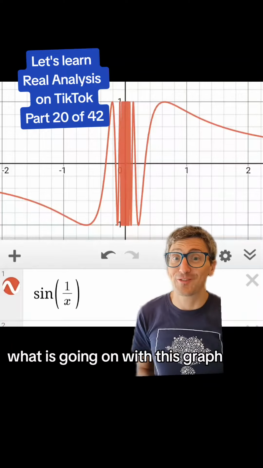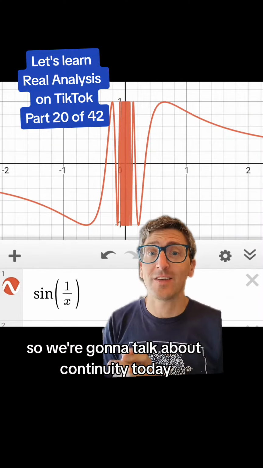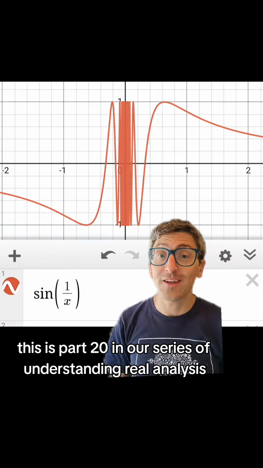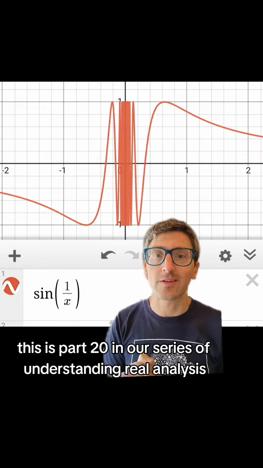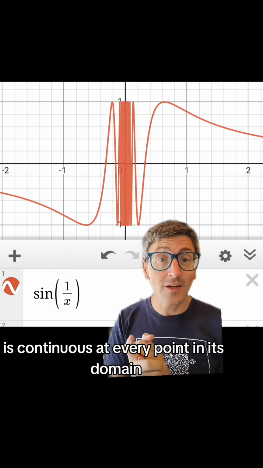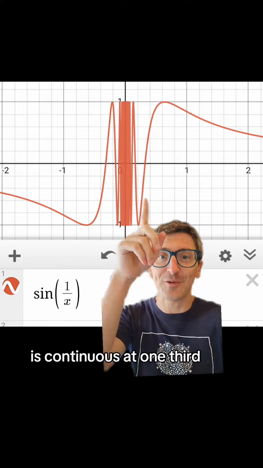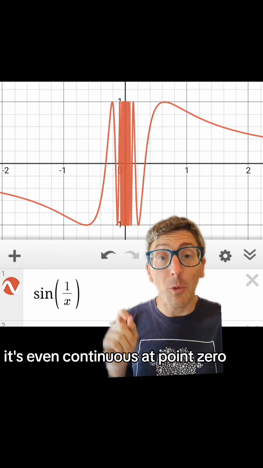What is going on with this graph? So we're going to talk about continuity today in the context of a graph that's going crazy near zero. This is part 20 in our series of understanding real analysis, and this graph, believe it or not, is continuous at every point in its domain. It's continuous at 1, it's continuous at 1/3, it's even continuous at 0.001.